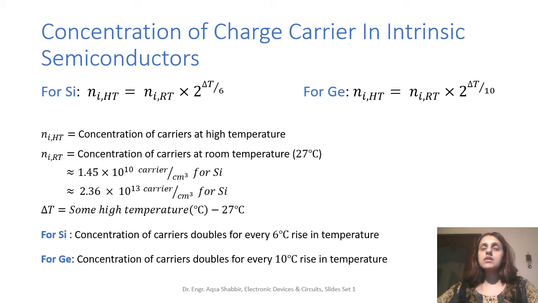The small subscript i refers to intrinsic. So N_i(HT) is basically the concentration of charge carriers at a high temperature inside the intrinsic semiconductor. And N_i(RT) refers to the concentration of charge carriers at room temperature for an intrinsic semiconductor. And delta T, of course, is the difference in temperature between a certain high temperature and the room temperature, which we are taking as 27 degrees centigrade.